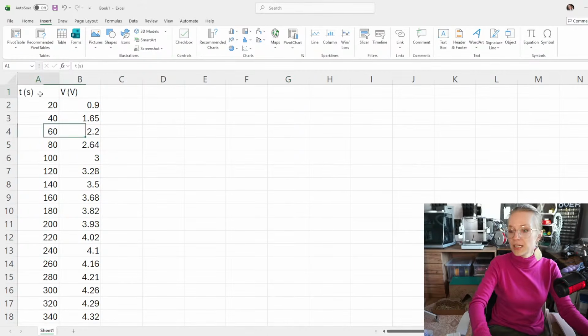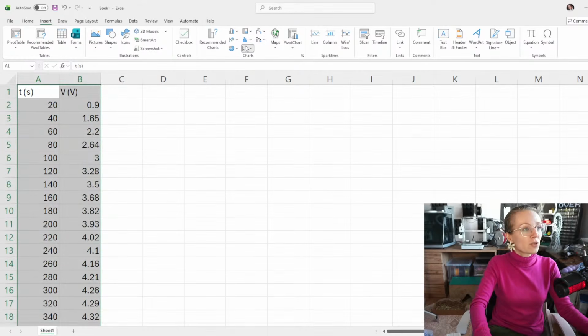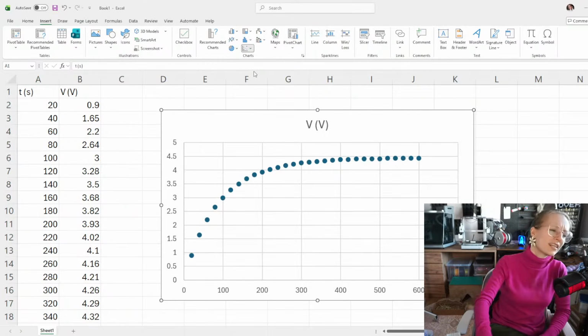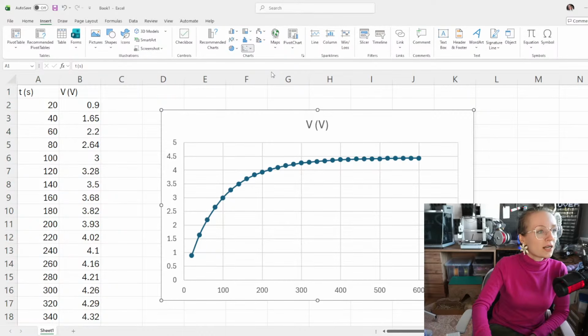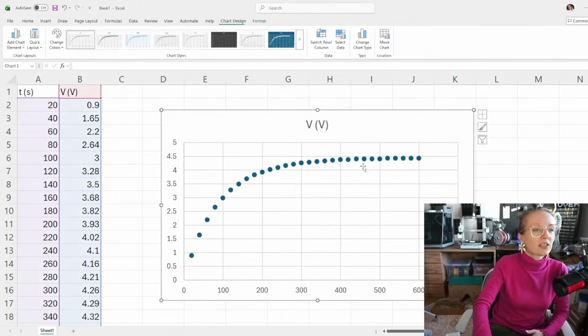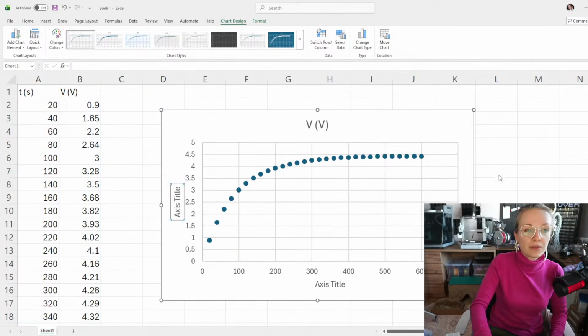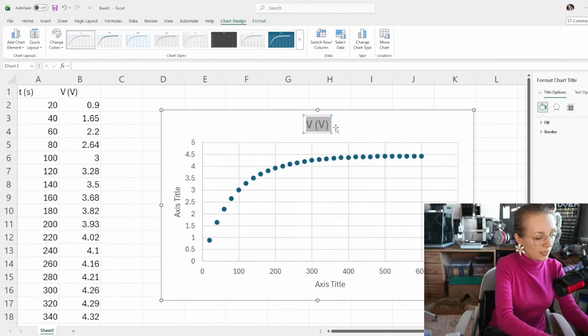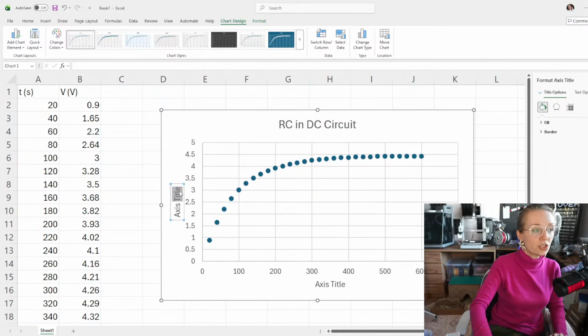All right, now that that's done, let's plot all of this. Insert scatter plot, and we're going to do, oh, look at that. Oh, that is a sexy plot right there, chat. What we're going to do is plot it with the scatter plot. Now, proper things to input in here. The title. We'll say RC in DC circuit. Stands for resistor capacitor. This is voltage in V.